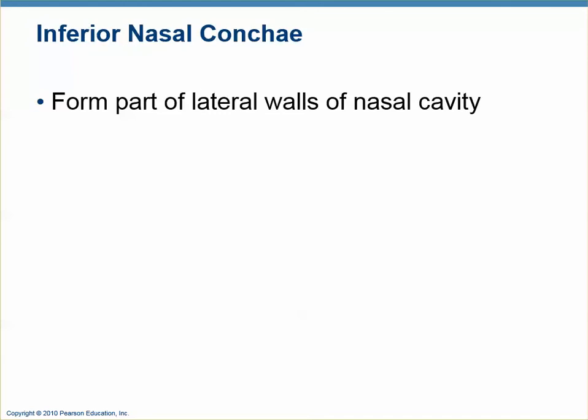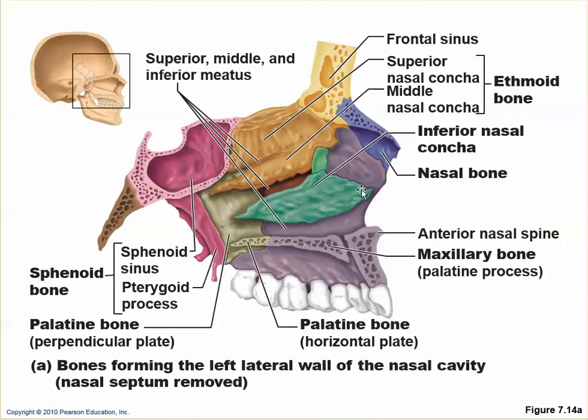Now, in the lateral walls of the nasal cavity, there are three on each side. There are three things that look like seashells, and they're called conchae, which is seashell shape. There is the inferior nasal conchae, the middle nasal conchae, and the superior nasal conchae. And what they do is they divide the air passages into three tunnels or meatus: the superior, middle, and inferior nasal meatus.